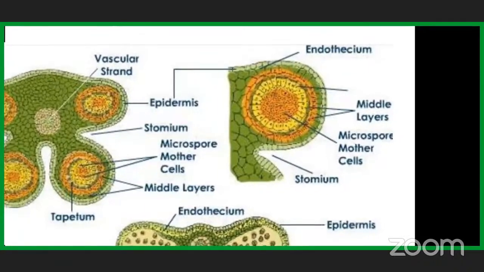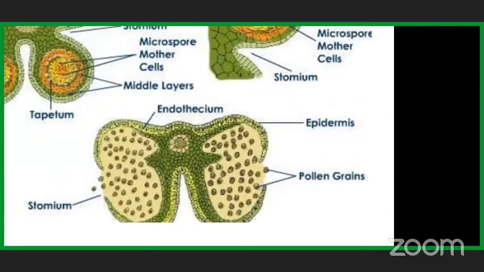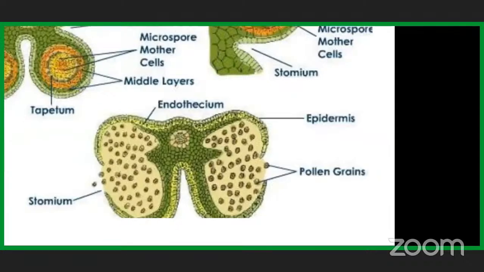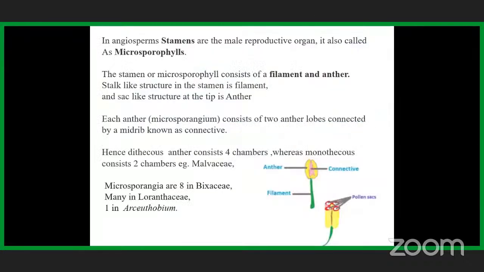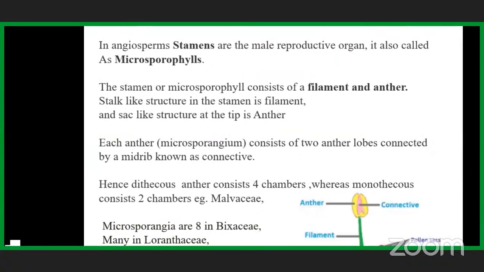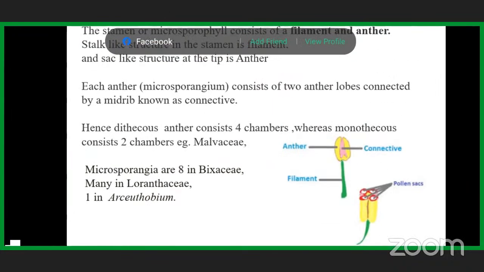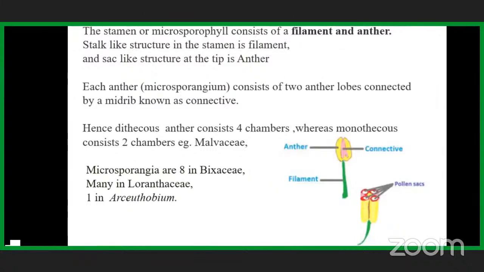The middle layer, endothecium, epidermis, stomium, microspore mother cells. These all are there. You can see clearly the connective tissue, which connects the pollen sacs. Okay, and then you can see the angiosperm flower. I already showed you the anther, the microsporangia.